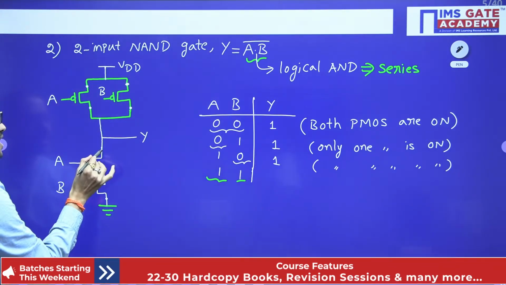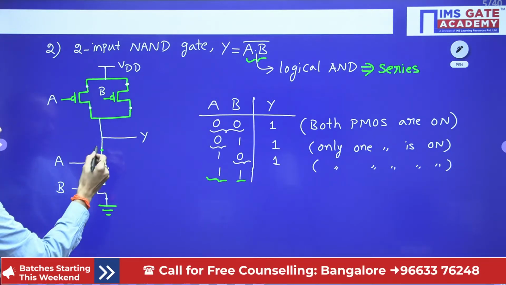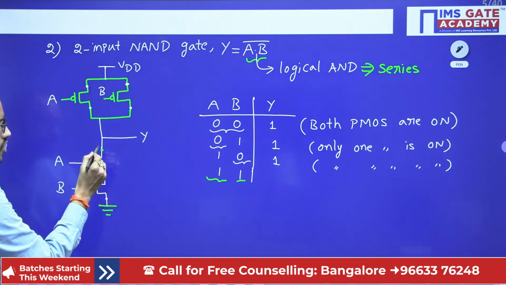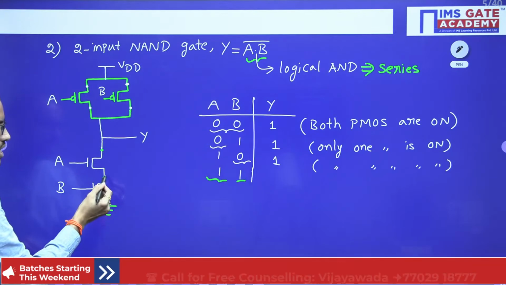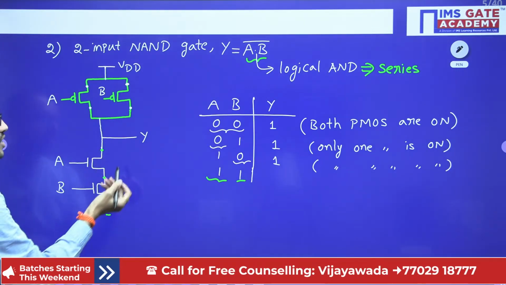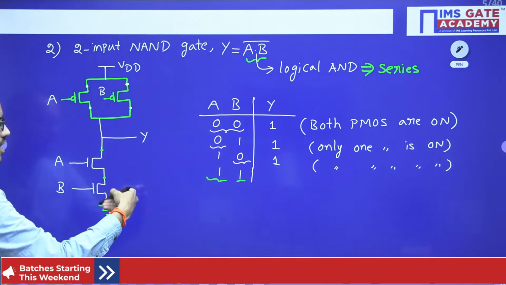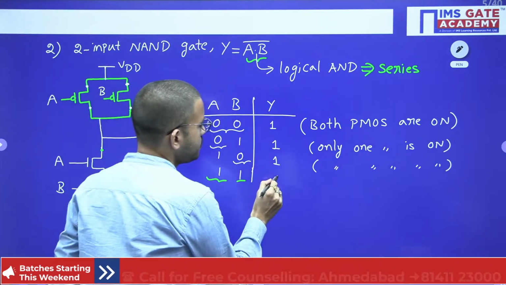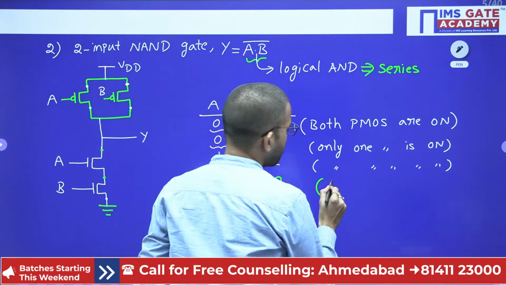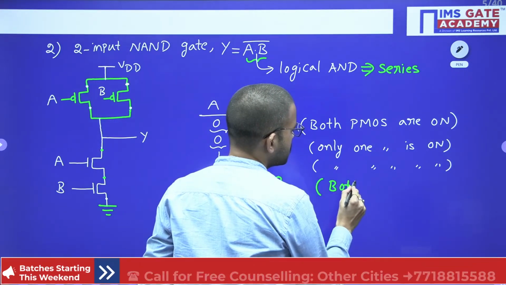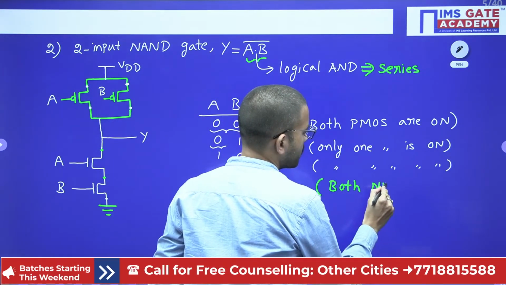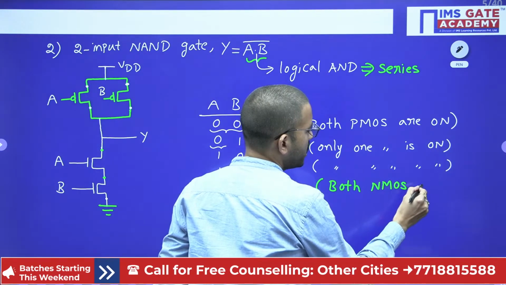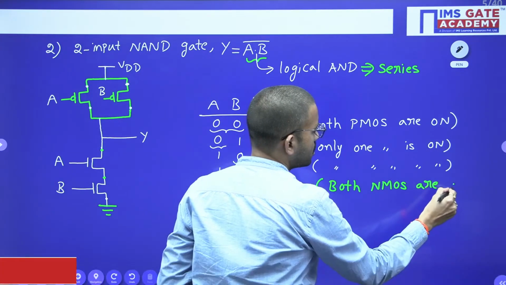So this particular transistor is also on. These 2 points were earlier shorted, and now these 2 points are shorted. So that means the output is finally connected to ground. In this case, both NMOS transistors are on.